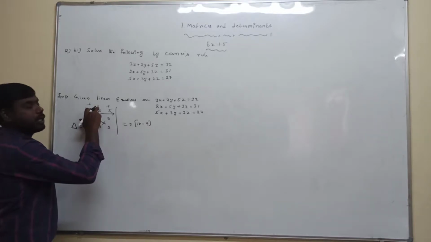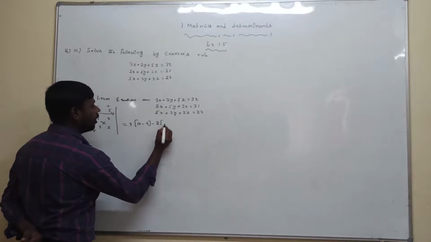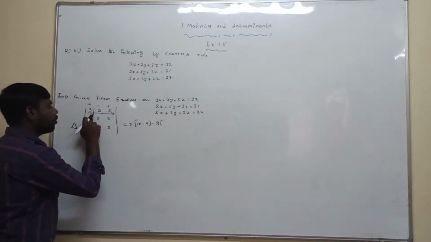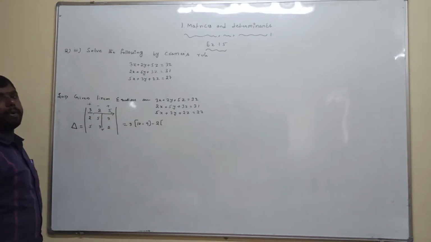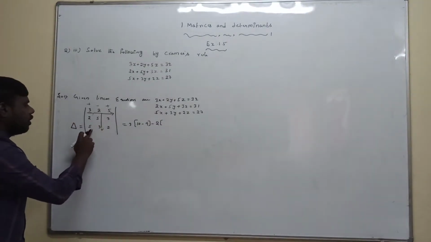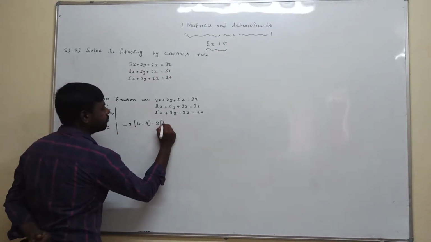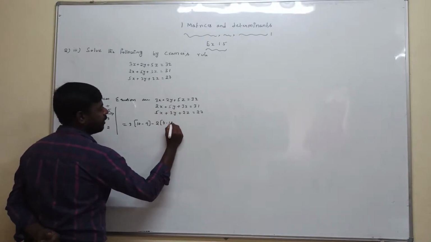The second symbol is negative, the element is 2. So minus 2. Now, the first row and second column of that minus 2 are eliminated. Cross multiply with the left-over elements. What are the left-over elements here? 2, 3, 5, 2. Now cross multiply: 2 into 2, 4, minus 5 into 3, 15.